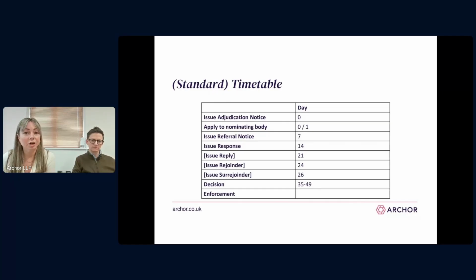If further submissions are permitted, the parties normally only have a handful of days to issue these before the decision is then due. The decision is 28 days after the referral, so 35 days from the notice of adjudication at the start of it. But as we've said, this 28-day period always gets extended, usually to around 50 days, I would say, after the notice of adjudication.